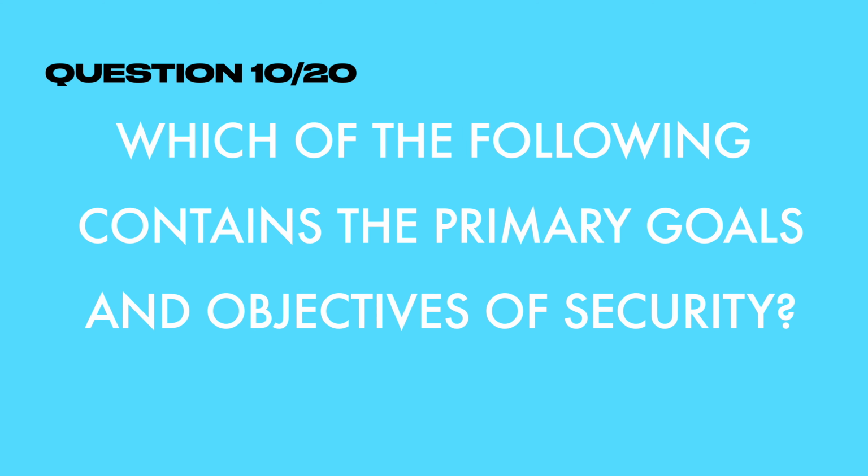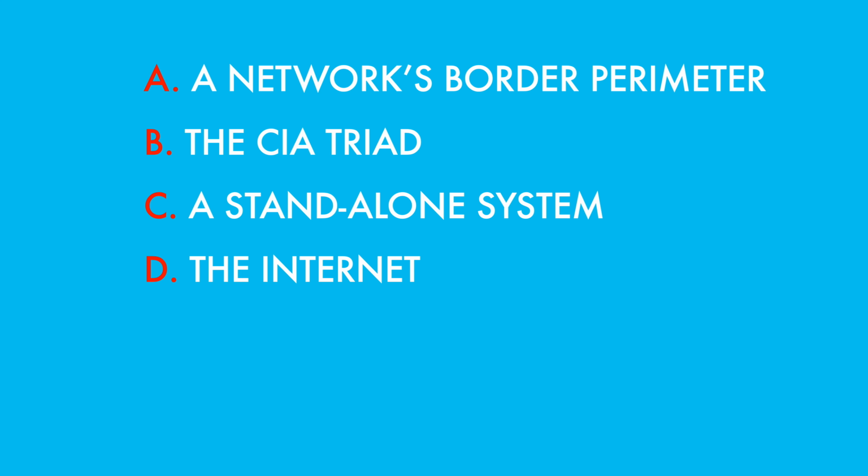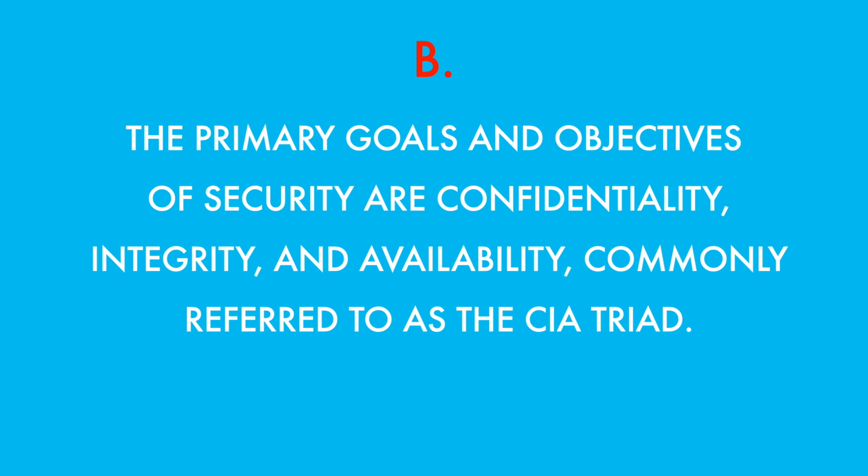Question 10 of 20. Which of the following contains the primary goals and objectives of security? A. A network's border perimeter. B. CIA triad. C. A standalone system. D. The Internet. The correct answer is B. The primary goals and objectives of security are confidentiality, integrity, and availability, commonly referred to as the CIA triad.